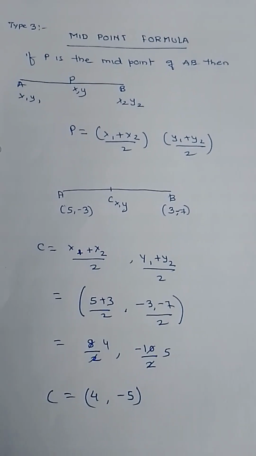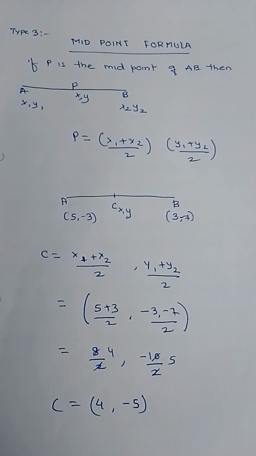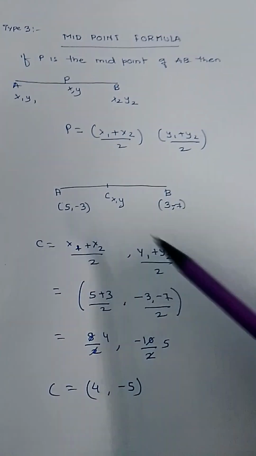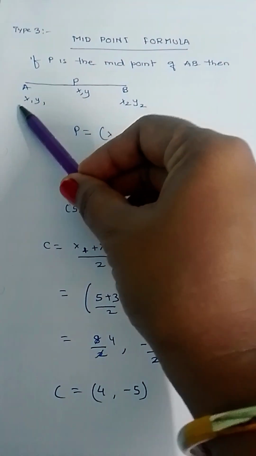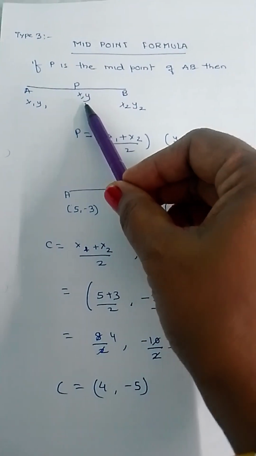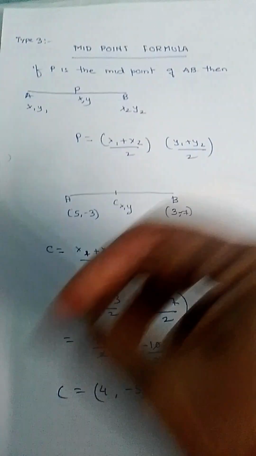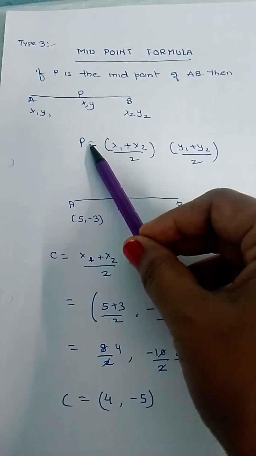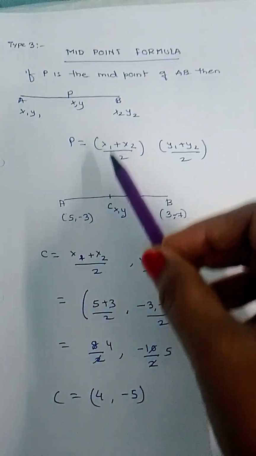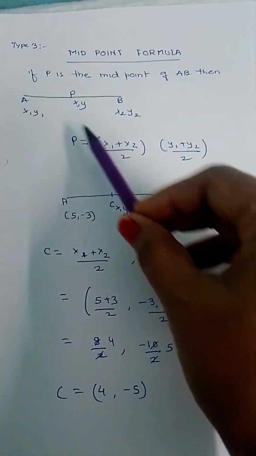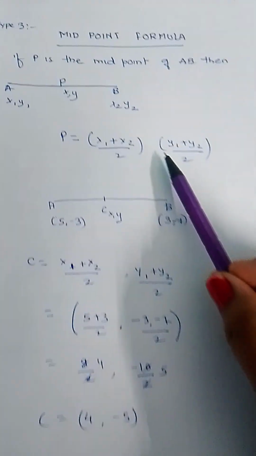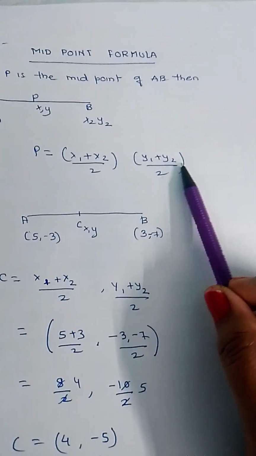Next is the type 3 midpoint formula. This is the easiest one. If P is the midpoint of A and B, and the coordinates of P are x and y, then A is x1, y1 and B is x2, y2. So P can be written as x1 plus x2 upon 2 for the x coordinate of P. For the y coordinate of P, it becomes y1 plus y2 upon 2.